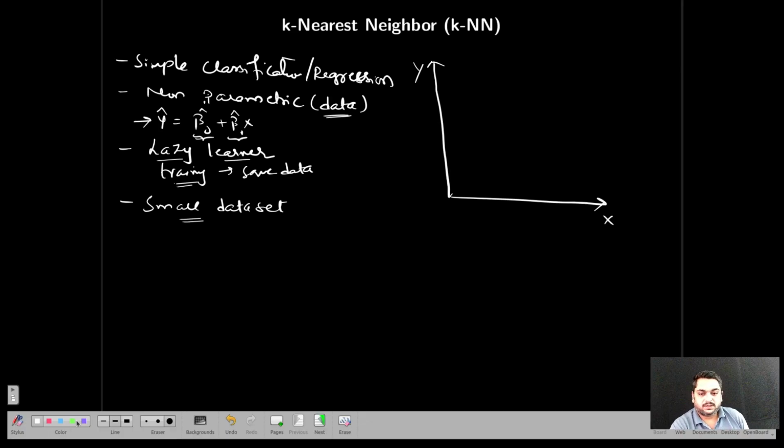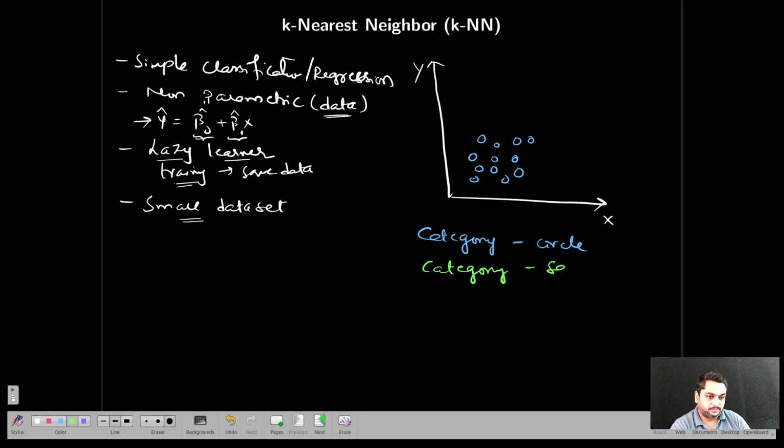So let us say there are two clusters or two categories. Let me represent one category as circles. So let us say these are data points on the XY plane. There are some circles. And say there is another category called squares, or another cluster you can say. So these are the two categories, or my clusters.